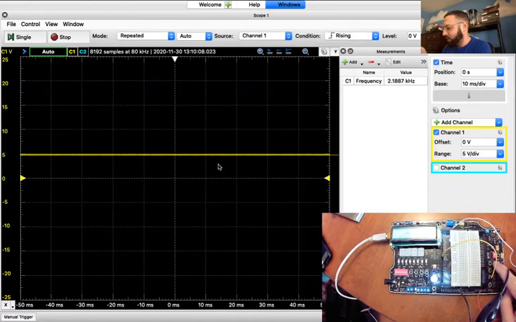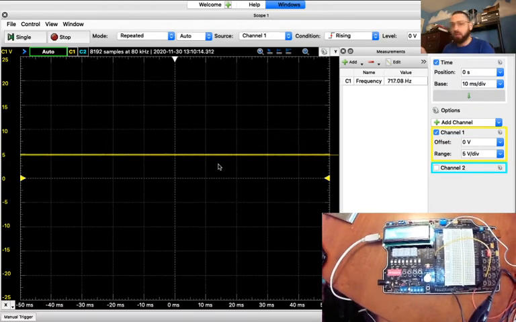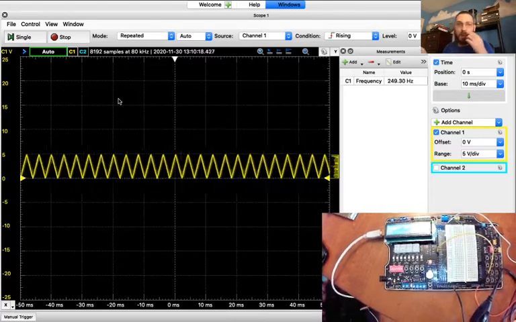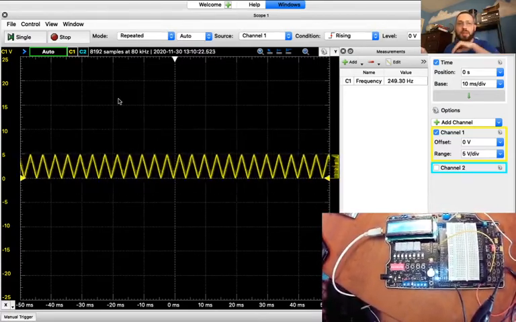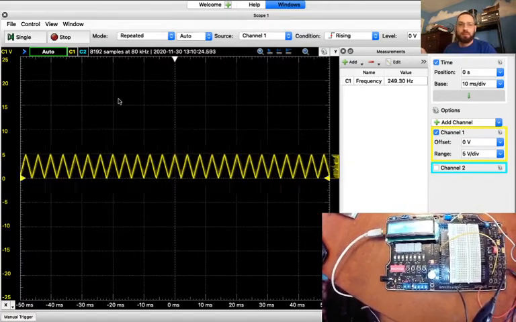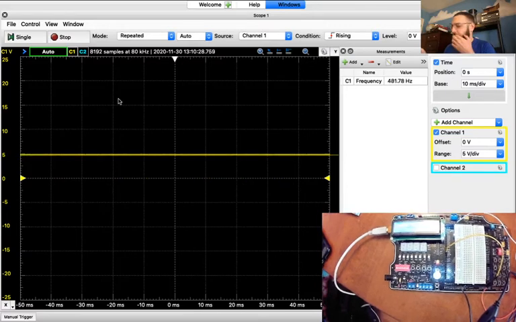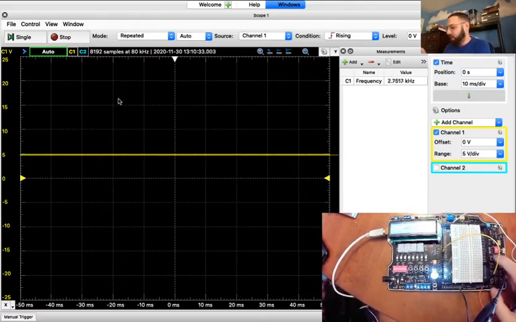Just to show a different value, we'll cut that in half. You heard that 500 hertz tone, so now let's check out a 250 hertz tone. Lower pitch, you can see the triangle wave and the frequency there. Very cool.